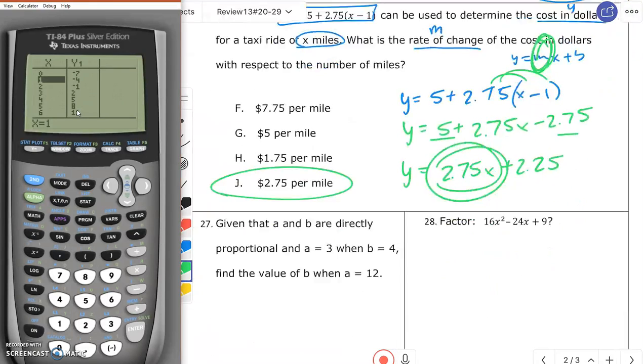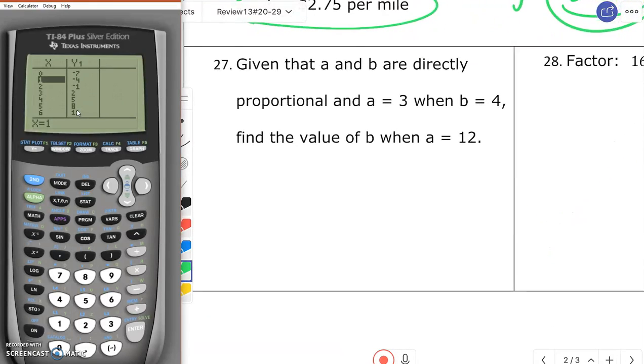With 27, there are two different ways of going about this. Both ways, you're going to have to know something about the term directly proportional.